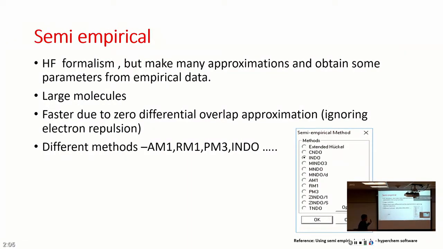And this is another electronic method. This is not a semi-empirical. It's based on HF formalism, Hartree-Fock formalism. But the beauty of this is that it can calculate large molecules, and the approximation is based on some empirical data also. Due to ignoring the electron-electron repulsion, the calculation is a bit faster here. Different subdivisions of this semi-empirical are AM1, RM1, PM1 methods. This again, I have taken with reference from the HyperChem software.